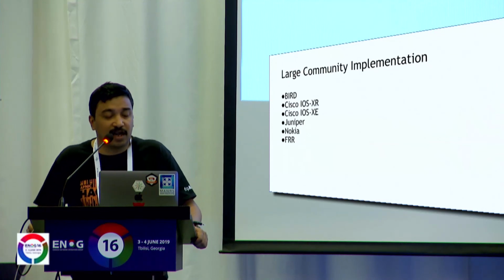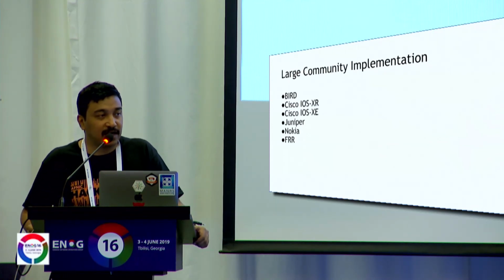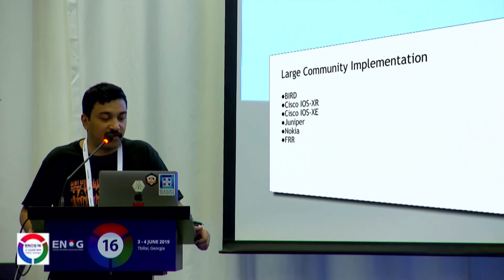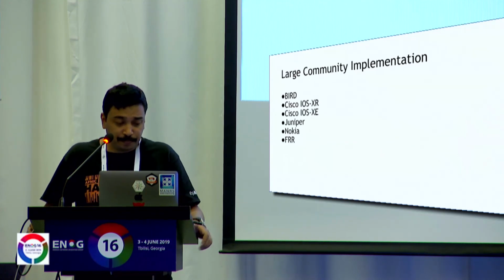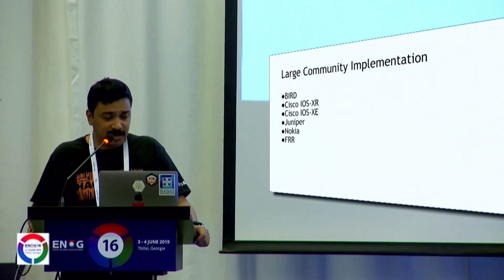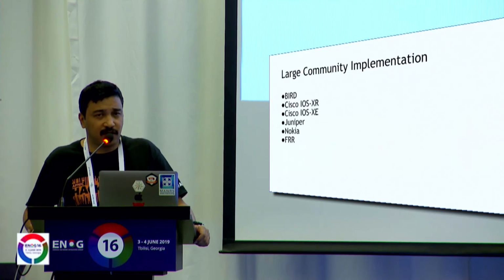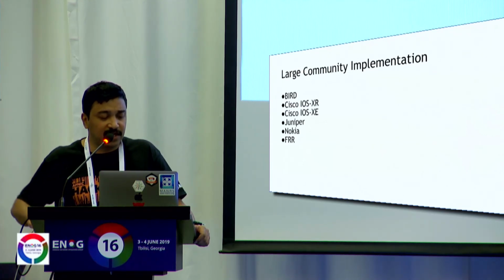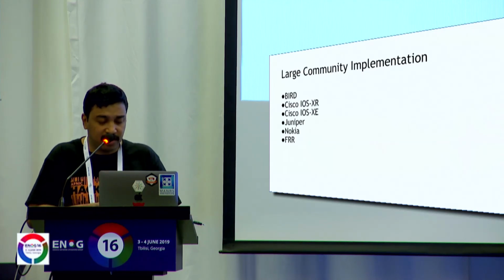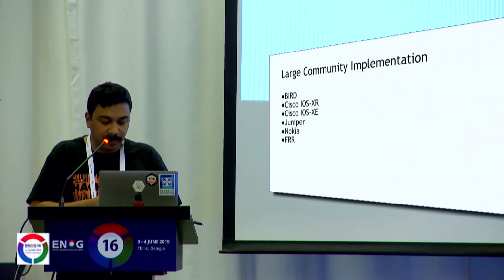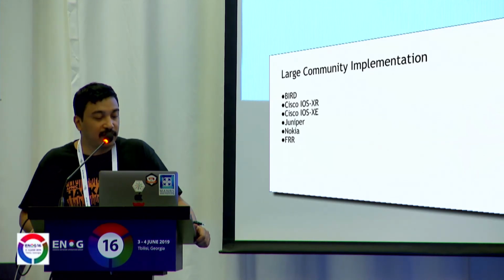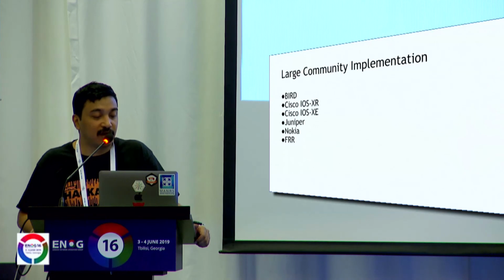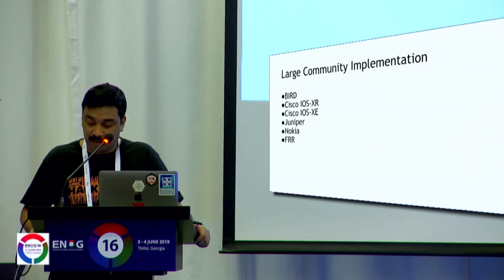But please be aware that the large BGP community is not widely developed by all the hardware vendors. Even Cisco IOS does not have support so far, I recall, but Cisco IOS XR and XE have implemented it. The first implementation, I think, was the BIRD routing daemon. Then there are Juniper, Nokia, and the FRR routing suite, which actually have support for large community. So if you need to play with and test it out, you can use some virtual machines using BIRD. That might be a good option.